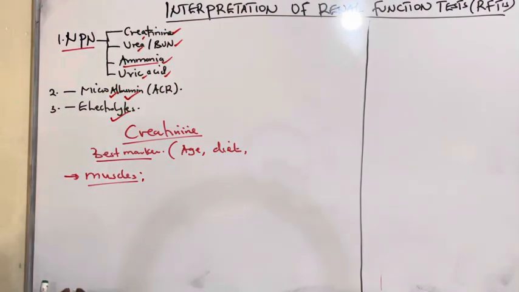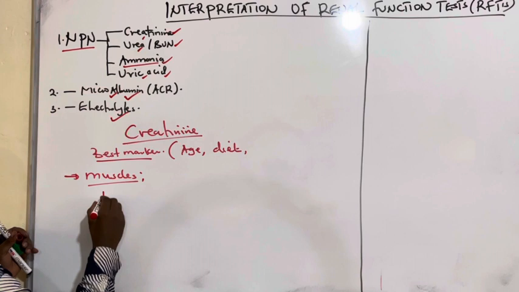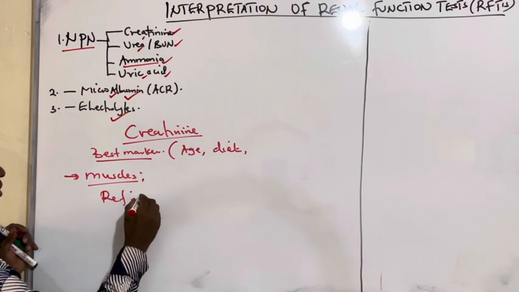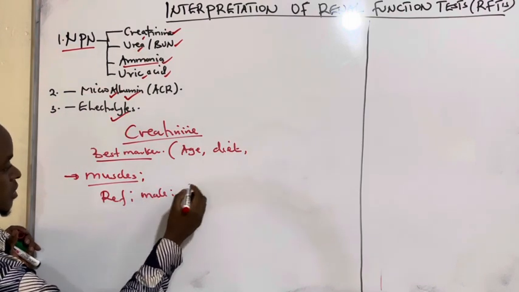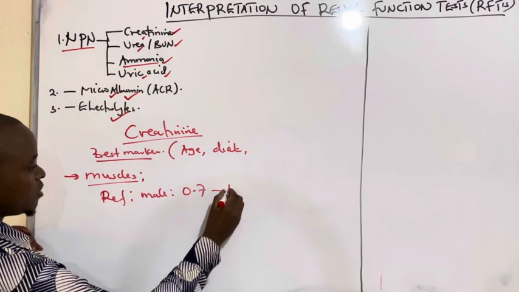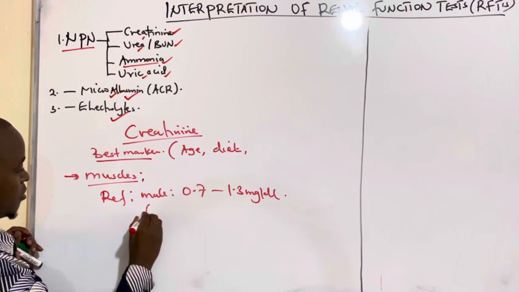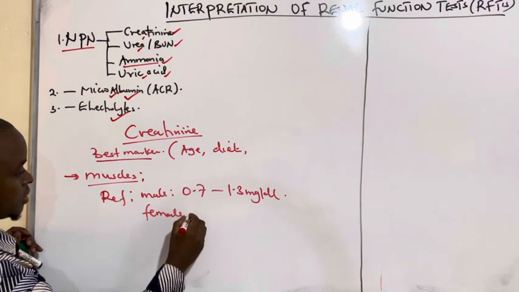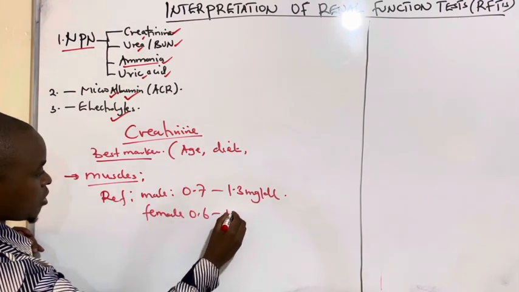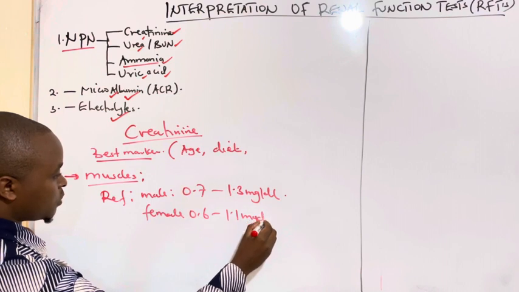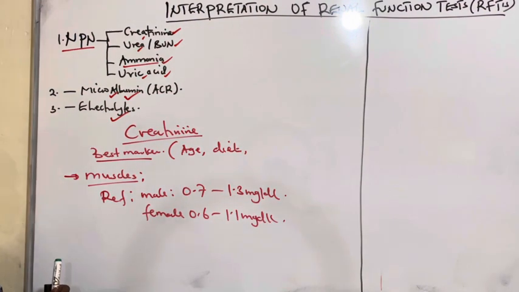And this creatinine, its reference range in male is 0.7 to 1.3 milligrams per deciliter, whereas in female, it is 0.6 to 1.1 milligrams per deciliter. This is the reference range.